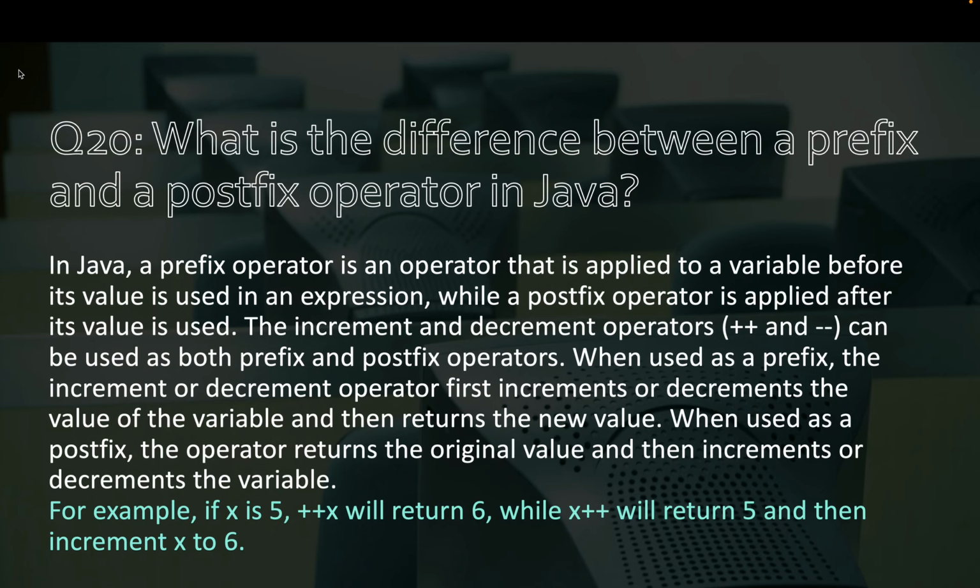When used as a prefix, the increment or decrement operator first increments or decrements the value of the variable and then returns the new value. When used as a postfix, the operator returns the original value and then increments or decrements the variable. Here is an example for your reference.